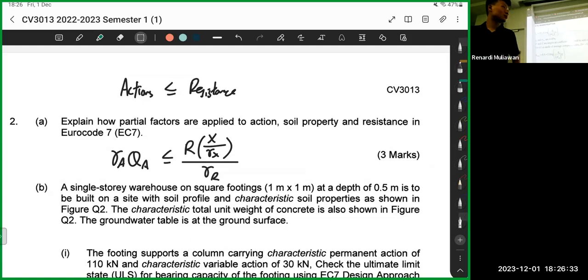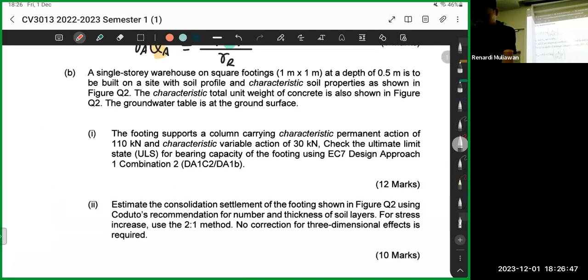Okay. Yeah, so action is the Q. Yeah, action is Q. Soil property is this one, and resistance is your R. Okay. Let's go to the next one.